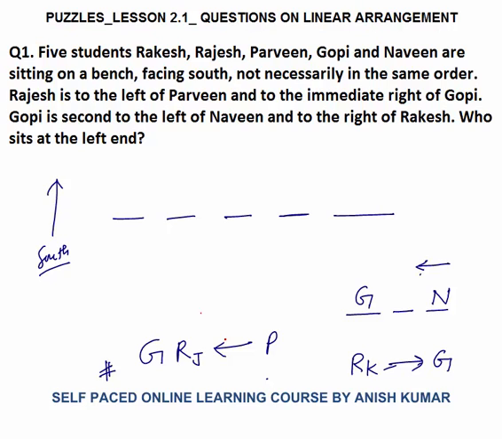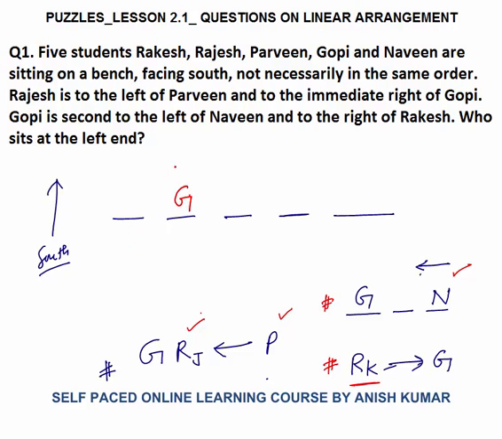Now we have made the symbolic notation. Let's solve this question. Gopi is coming the maximum number of times in the 3 symbolic notations, so we will first find the position of Gopi. If you apply simple common logic, how many persons are to the right of Gopi? Rajesh, Parveen, and Naveen are all to the right of Gopi. So there are 3 persons to the right of Gopi and Rakesh is to the left of Gopi. It means that Gopi is at second position.